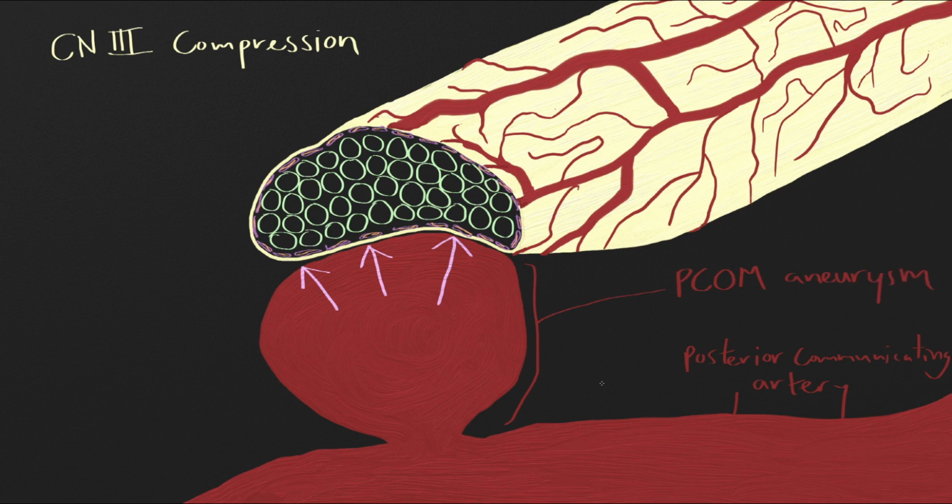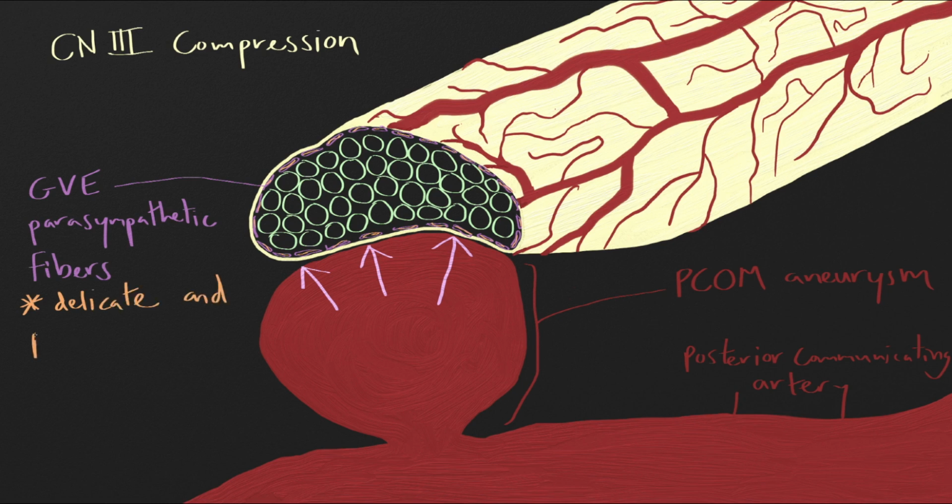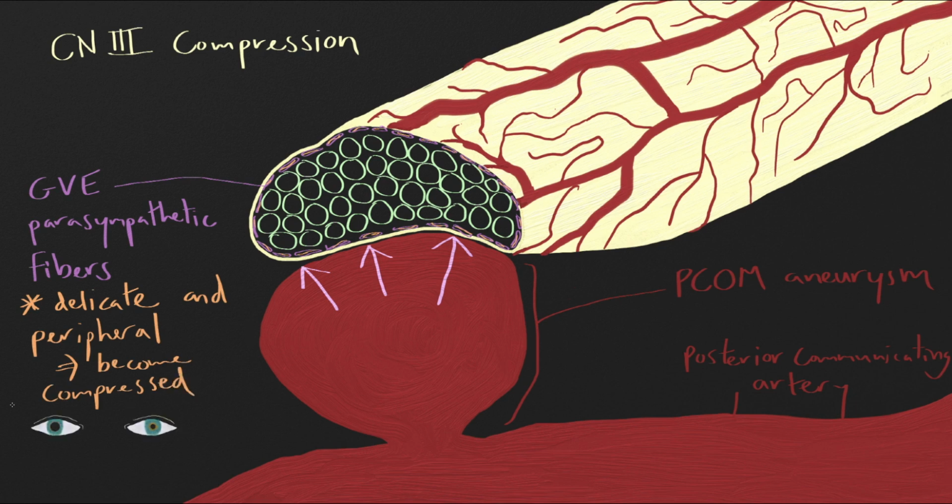And what I'm trying to demonstrate here is that the central green motor fibers are relatively unscathed in this. They may be a little bit more bunched, but they're not compressed. On the other hand, our general visceral efferent parasympathetic fibers, which are delicately wrapped on the periphery of the nerve, are the first things that are going to become compressed. And when we have compression of cranial nerve 3, the earliest sign will be our blown pupil. And that's the mechanism by which you can have our blown pupil without having the other changes.